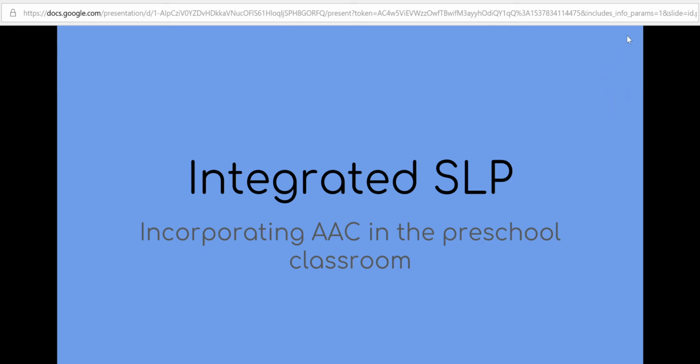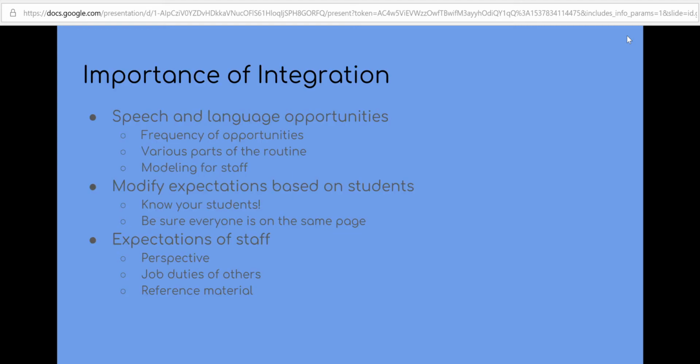Today I'm going to discuss the importance of incorporating assistive or augmentative communication tools into the preschool classroom and the ways to encourage all staff working within the classroom on how to do this. As speech therapists working in the classrooms, we know the importance of integrating speech and language skills into classroom routines and activities. It is also very important to let everyone else in the classroom know how, when, and in what context they are able to help incorporate communication skills.